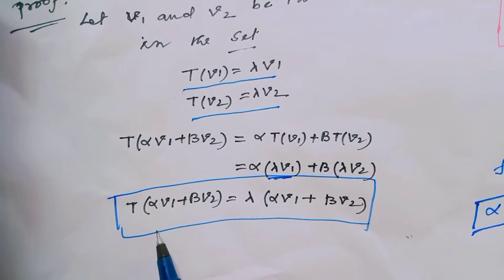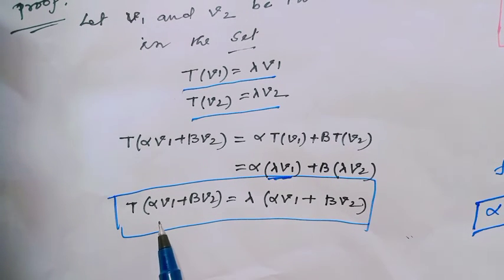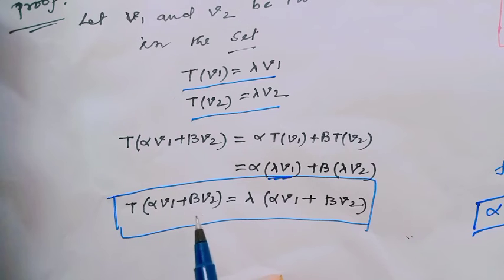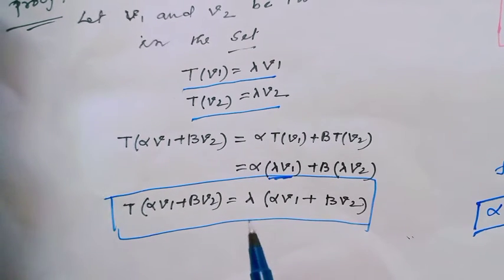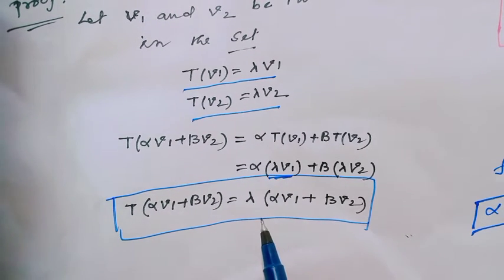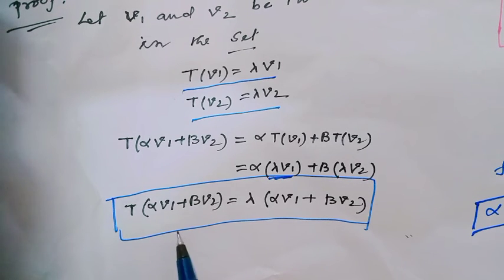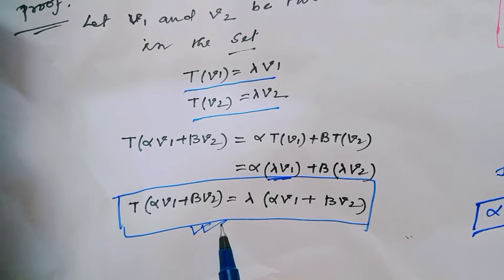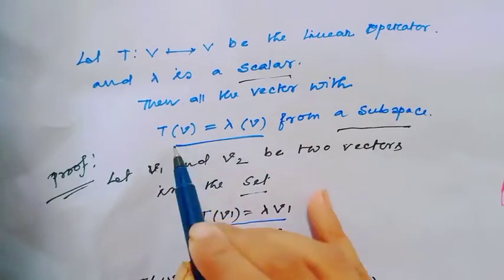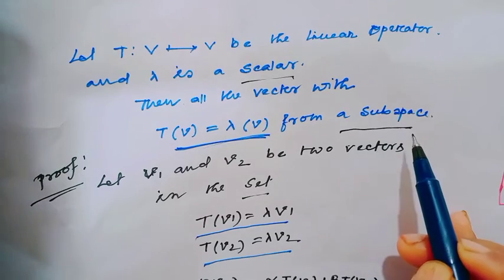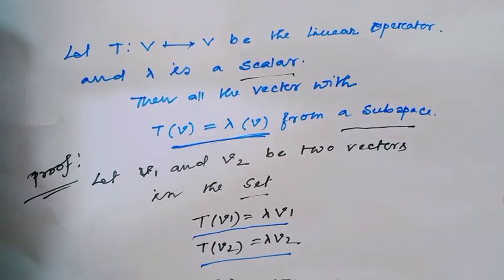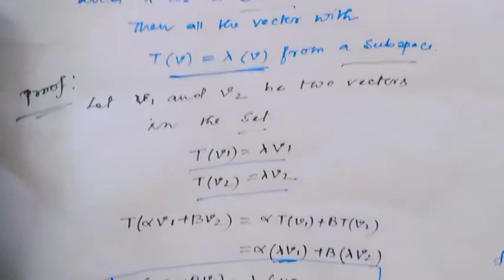That means applying T on the vector alpha V1 plus beta V2, I will get a scalar multiple of this vector. So obviously TV equal to lambda V, this set always forms a subspace. Are you getting the idea?